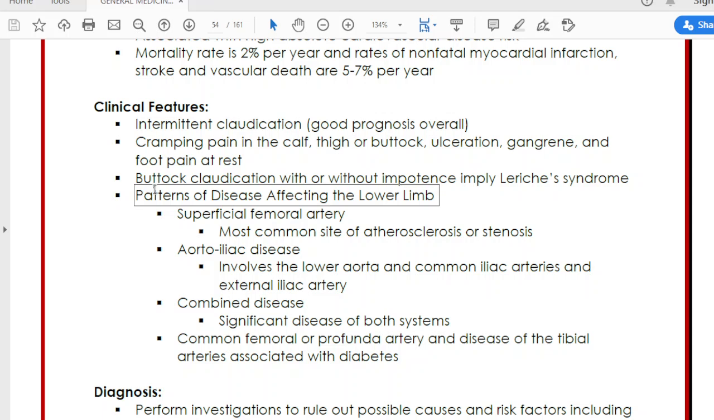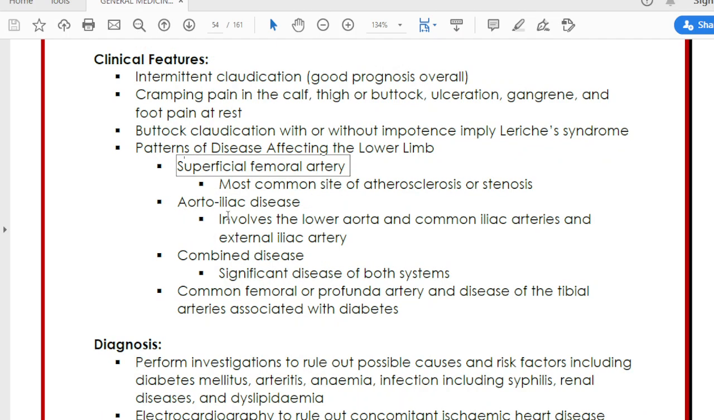Patterns of disease affecting the lower limb. Superficial femoral artery: most common site of atherosclerosis or stenosis. Aortoiliac disease: involves the lower aorta and common iliac arteries and external iliac artery. Combined disease: significant disease of both systems. Common femoral or profunda artery and disease of the tibial arteries are associated with diabetes.